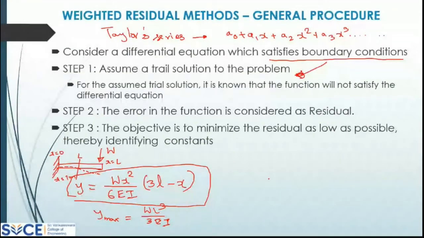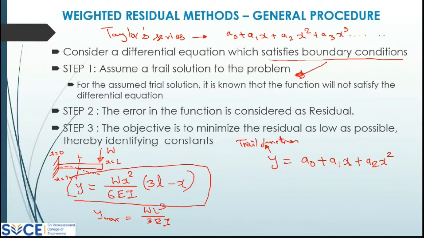Now what I do is I consider y is equal to a naught plus a1x plus a2x square. Let me consider this is my solution. Are these two equal? No, they are not equal. I say this is my solution, but actually it is not right. The real solution is different from whatever function I have taken. This function, whichever I take, we call a trial function.